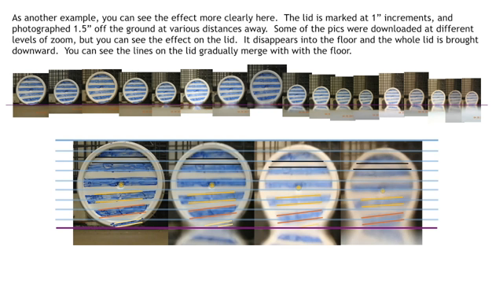As another example, you can see the effect more clearly here. The lid is marked at 1 inch increments, and then photographed 1.5 inches off the ground at various distances away. Some of the pictures were downloaded at different levels of zoom, but you can see the effect on the lid. It disappears into the floor and the whole lid is brought downward. You can see the lines on the lid gradually merge with the floor, and I've outlined those markings and placed them against the purple line. You can see that you start to lose them all sequentially with greater distance.